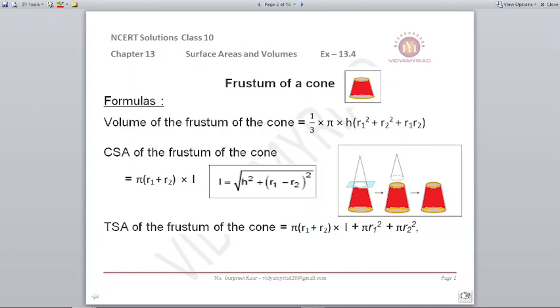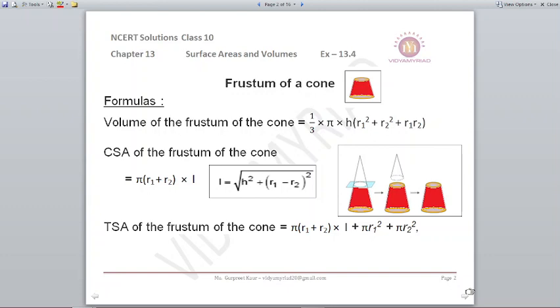Now what is L? How are we going to find out L? There is a formula for that. It will be square root of h square plus r square. If you remember, when there was one radius, to find the slant height we used to do square root of h square plus r square. But since here there are two radii, we will do (r1 minus r2) the whole square. So to find L, here we will be doing square root of h square plus (r1 minus r2) the whole square. So this is how we are going to find it out.